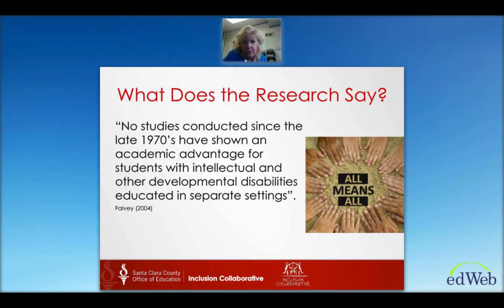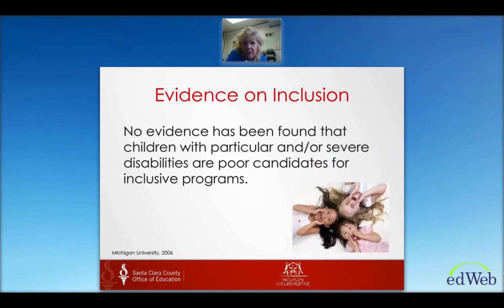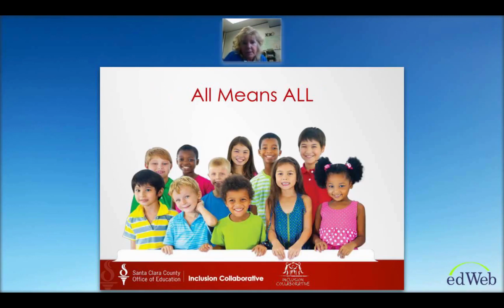The research says that no studies conducted since the late 1970s have shown an academic advantage for students with intellectual and other developmental disabilities educated in separate settings. That was done by Mary Falvey in 2004. Thank you, Mary. And in Michigan in 2006, it was noted that no evidence has been found that children with significant and or severe disabilities are poor candidates for inclusive programs. So the bottom line is all means all. And that's ideally what we should be promoting.